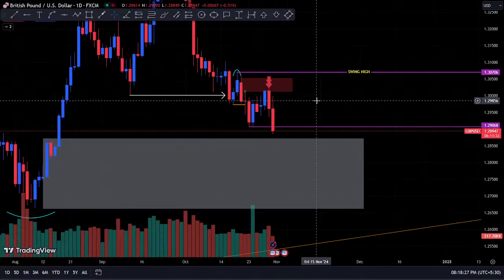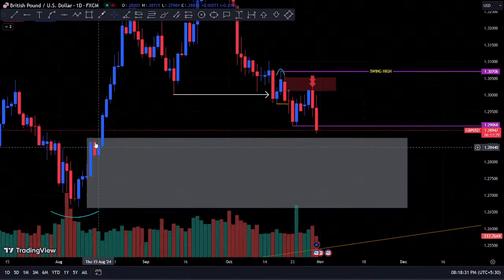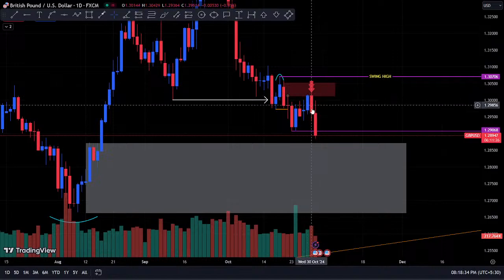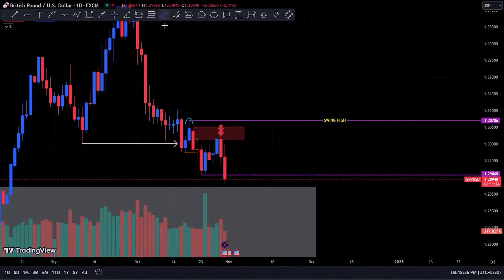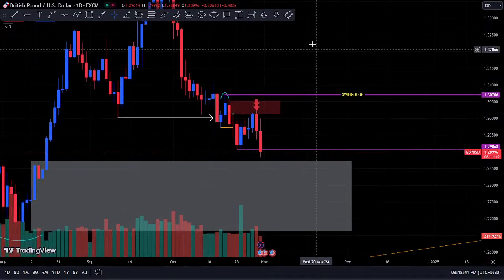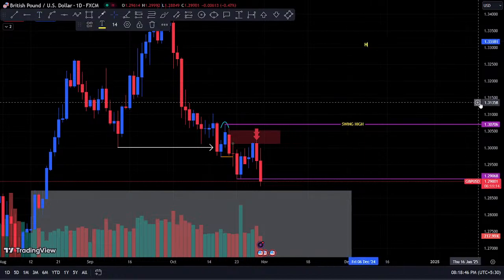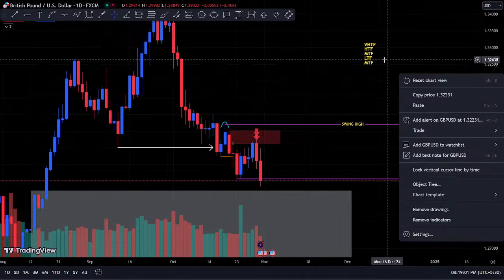Let us discuss supply and demand. The price had to mitigate this level in order to gain this move. So this is the hierarchy. First comes the very high time frame, then the high time frame, then the medium time frame, then the lower time frame, and then the minimal time frame. These are my set of hierarchies.